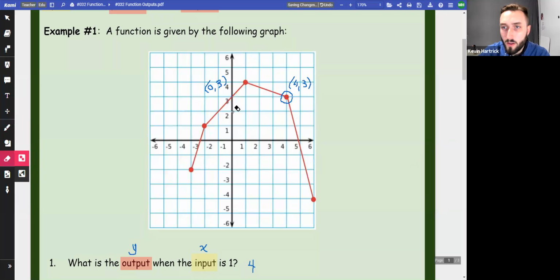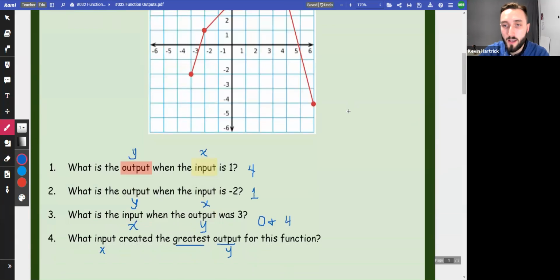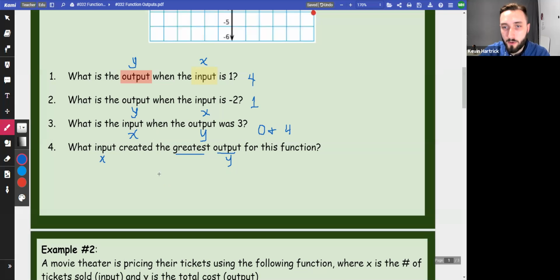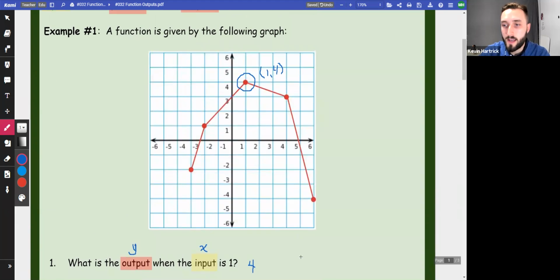The largest y values go up and down, so the largest one would be the one that goes the highest. The highest point on this graph is this point right here. They want to know what the input is when the greatest output is happening. So which x value gives us the largest y? Well, it's 1. This is an x of 1, and (1, 4) is our point. That's the highest point on this function. So our input that created the largest output for y is 1. Okay, I'll see you guys in the next video.